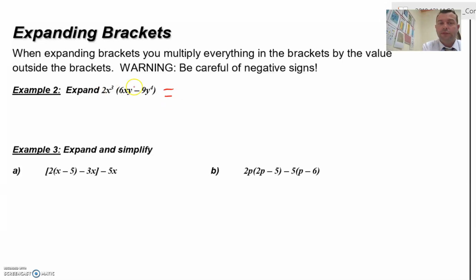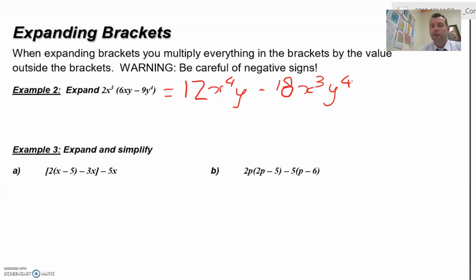So, 2 by 6 is 12. x cubed by x is x to the power of 4. And the y to the power of 4 on the end there. The first one done. Now, I've got a negative sign here. Be careful there. So, 2 by -9 is -18. x cubed, no other x terms, so x cubed and y to the power of 4. There's my final answer. I'm realising my handwriting is a bit scruffy.